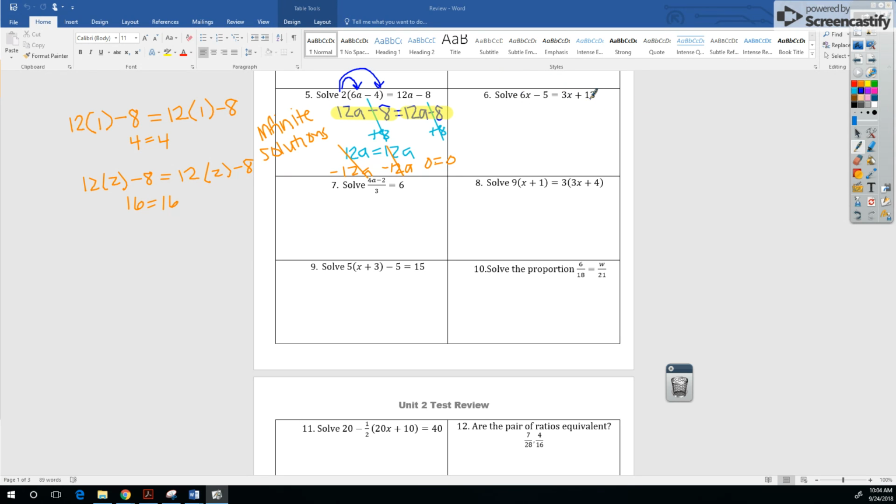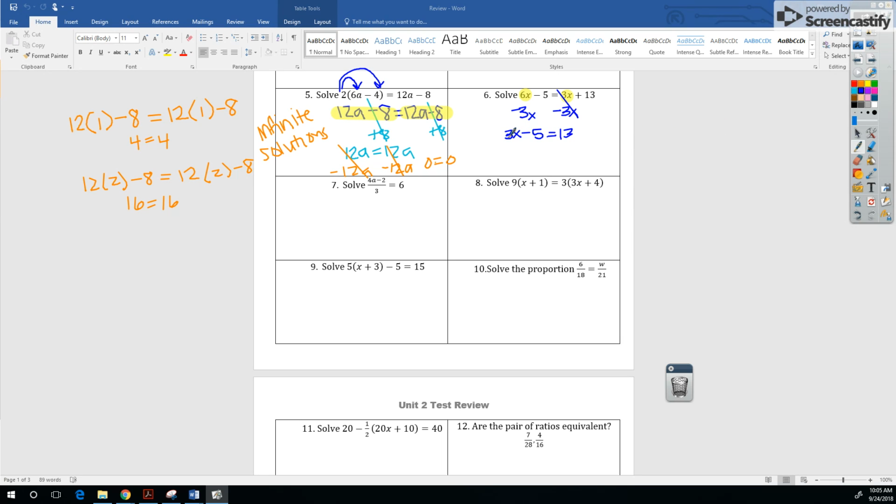Okay, number 6. I have variables on both sides, but I don't have the same thing. So sorry, this isn't an infinite solution or anything like that. I do have 6x and 3x, both positives. So I can subtract 3x from both sides, canceling out the 3x here. 6x minus 3x is 3x.